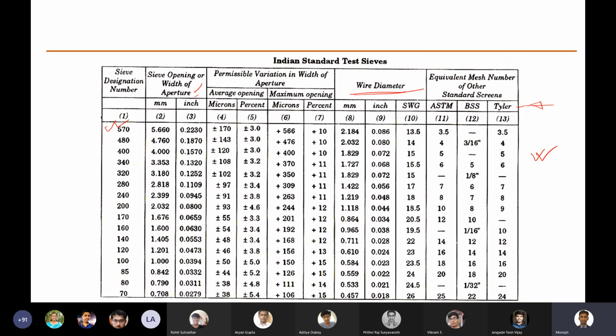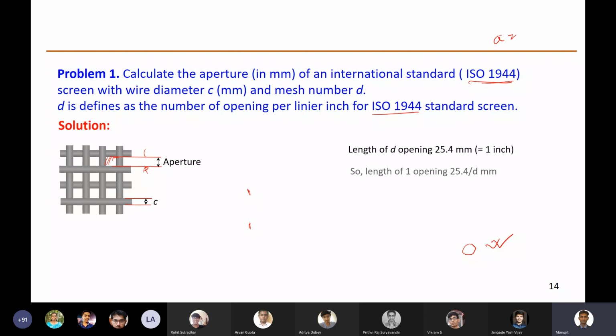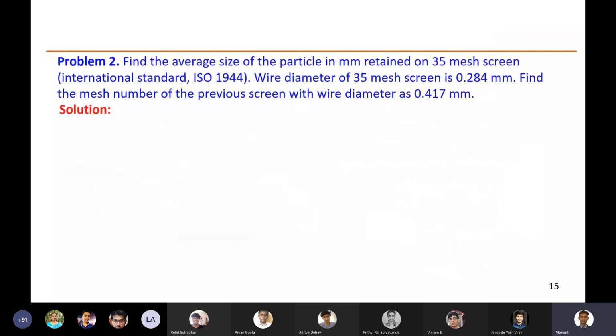So they will always specify the wire diameter. This is the reason why they specify the wire diameter. Unless and until you know the wire diameter, you won't be able to correlate the aperture with the mesh number directly. Otherwise, it seems like if you know the mesh number, you would be able to find out the aperture, but that is not true, because you need to know the wire diameter also. Fine. So with this information, let's solve another problem.